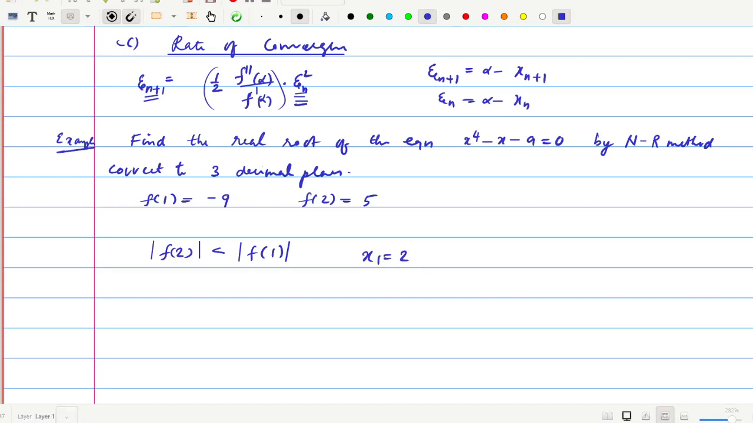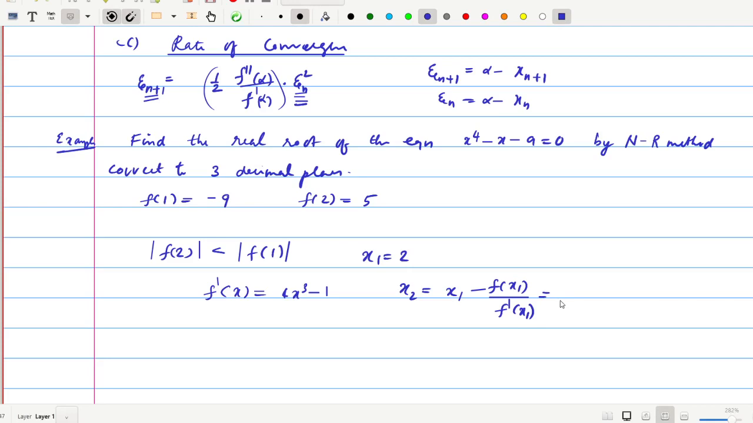So using the Newton-Raphson method, we evaluate x2. For that we evaluate f dash x. What is f dash x? That is 4x cube minus 1, the derivative of this function. Now how do we evaluate x2? The formula is x2 is equal to x1 minus f of x1 divided by f dash of x1. Now you substitute the values for x1 and f of x1.